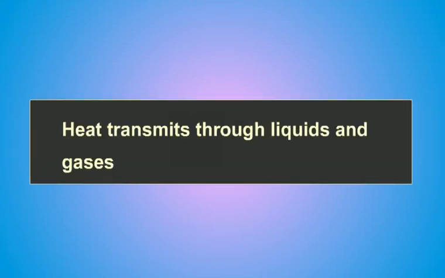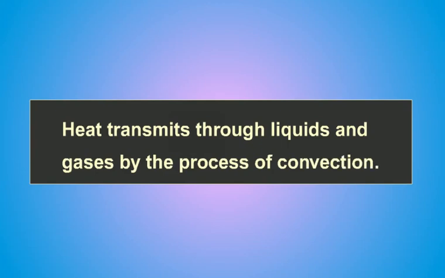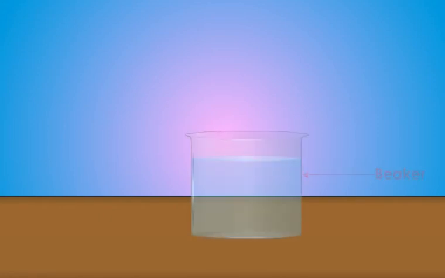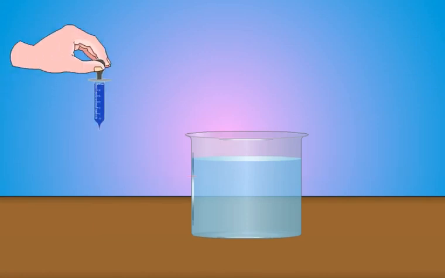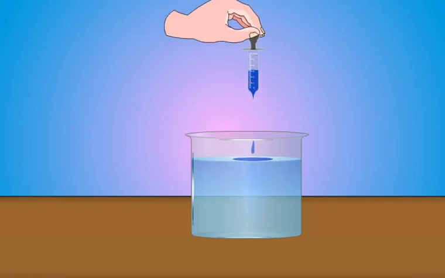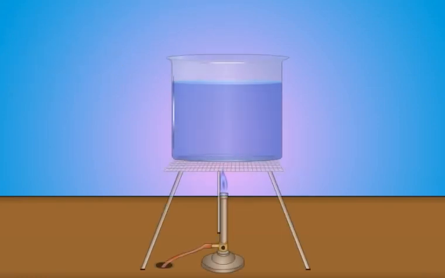Students, heat transmits through liquids and gases by the process of convection. Look at this activity. For this activity, take a beaker and fill 3/4 of it with water. Drop some potassium permanganate or some particles of ink. Then keep the beaker on a tripod stand and heat it with the help of a lamp or a burner. Then watch the movement of the colored solution. What did you observe?